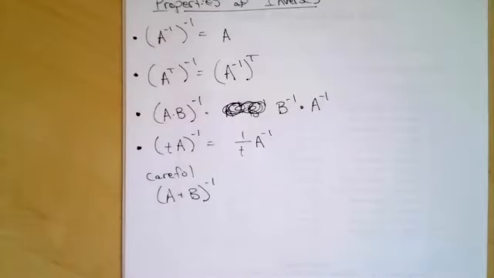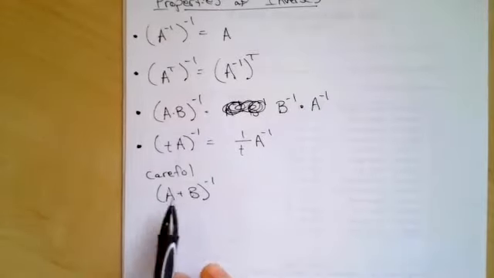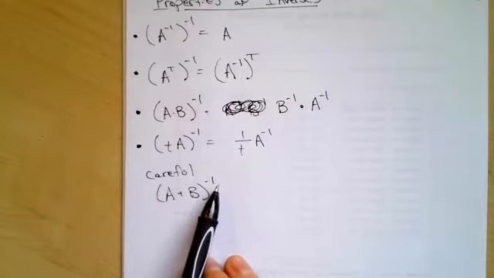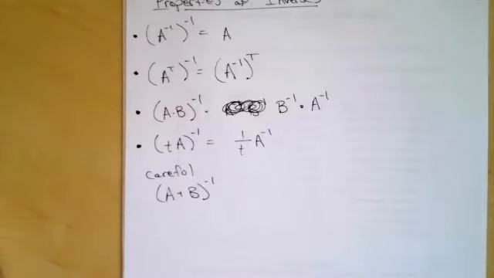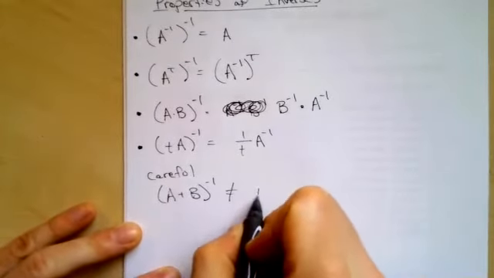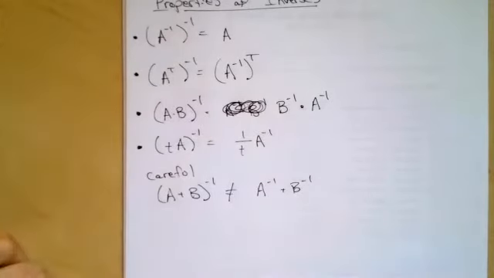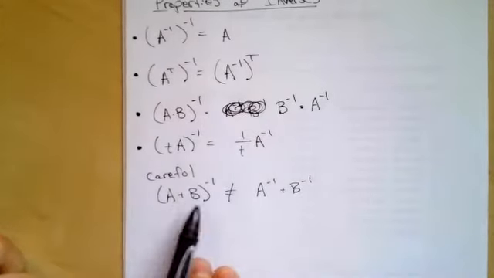Think of it in terms of general calculus. If I just had variables x plus y and then had that quantity to the -1, we can't simplify that, right? It is what it is. So this does not equal A inverse plus B inverse. So you cannot do this. Inverses don't distribute over addition.